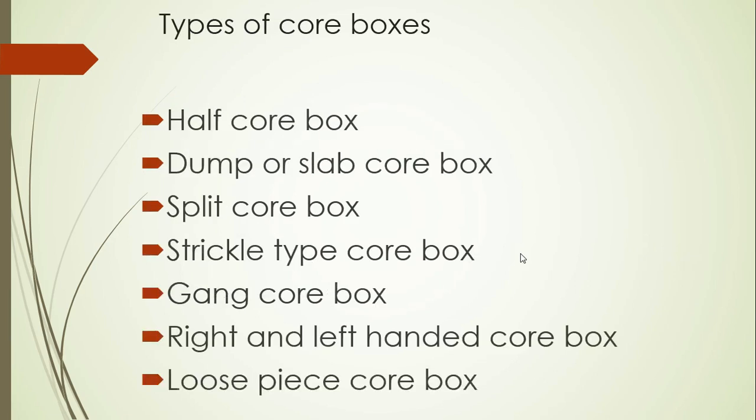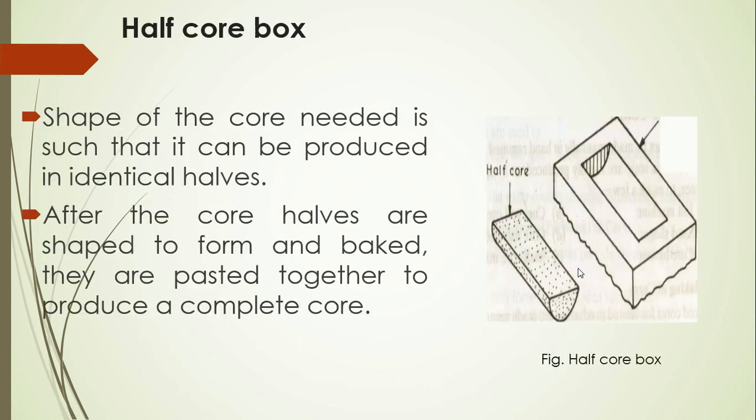These are the various types of core boxes: half core box, dome core box, split type core box, stickle type core box, gang core box, right hand left hand core box, and loose piece core box. All these types of core boxes we have to study one by one. Now first one is half core box.